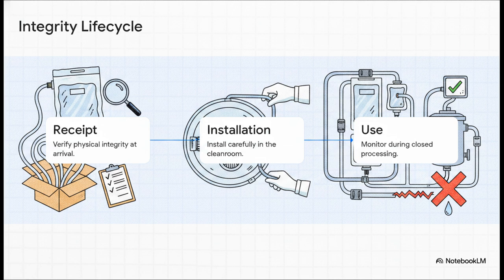But here's the catch. A physical breach in a single-use assembly directly threatens the sterility of your entire batch. Because of that, you must meticulously ensure the physical integrity of these items across a 3-step life cycle, right upon receipt from the supplier, during careful installation in the cleanroom, and continuously throughout their actual use.